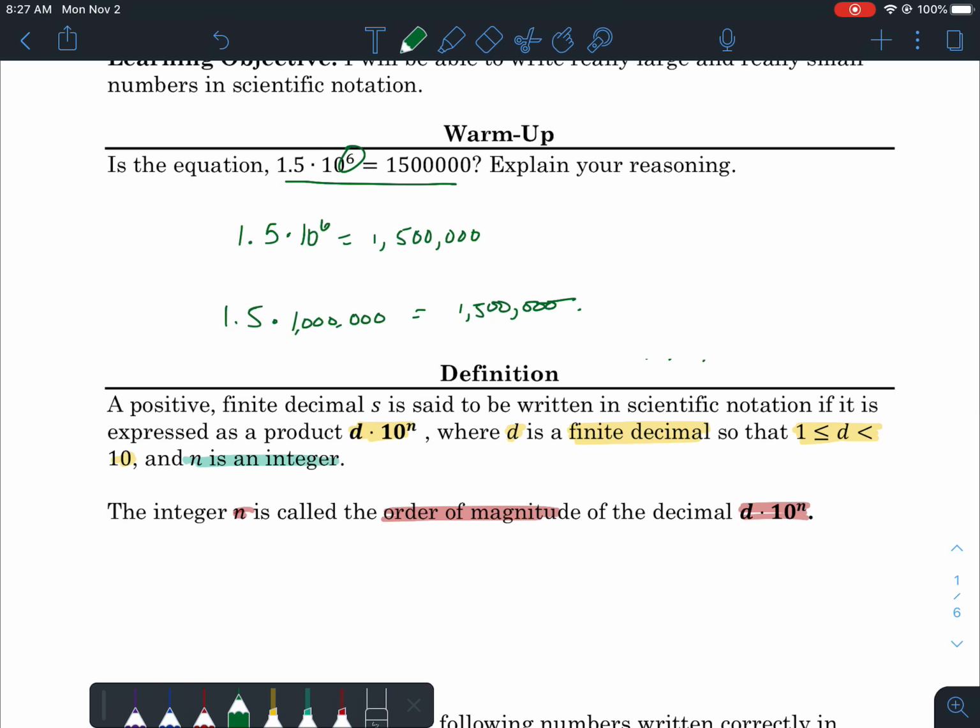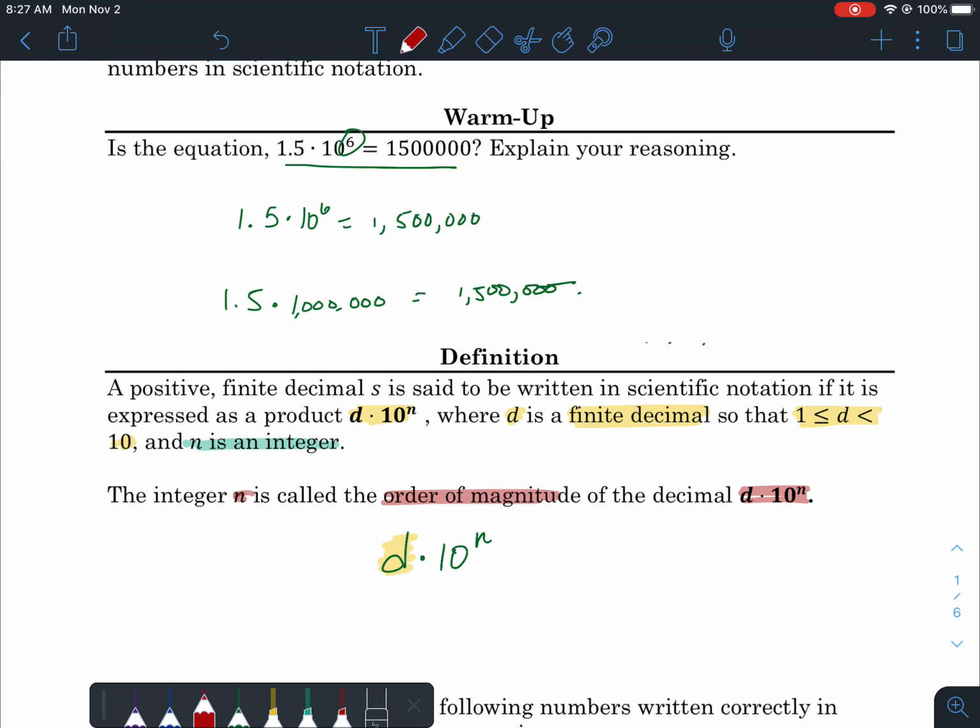So let's break this up a little bit more. We have something in the form of d times 10 to the n, similar to what we had from the beginning, 1.5 times 10 to the 6th. So d times 10 to the n is our number. d needs to be something specific in order for it to be written in proper scientific notation. d must be a finite decimal. A finite decimal means a decimal that stops. In other words, it's the opposite of infinite. It does not go on forever, it stops. So for example, 1.5 in our warm-up is a finite decimal.